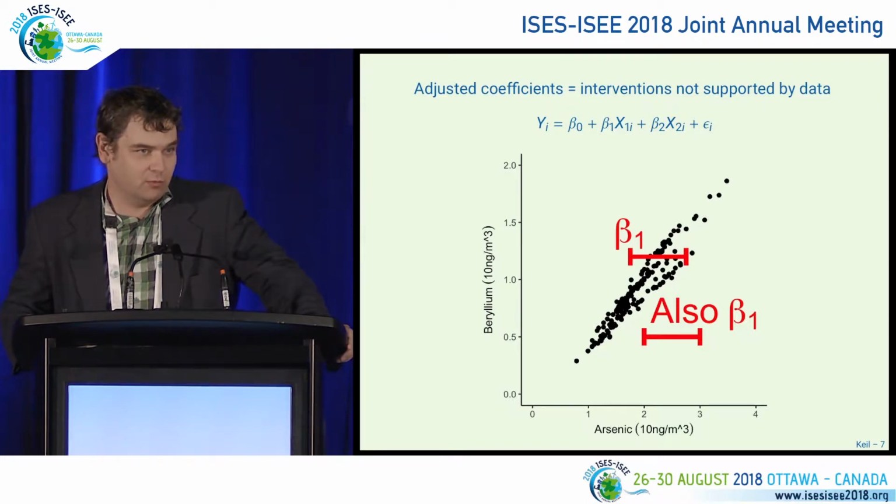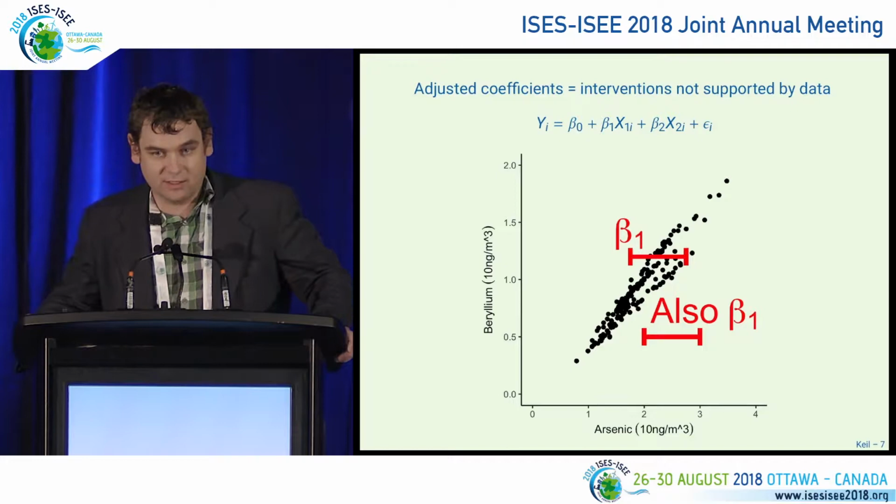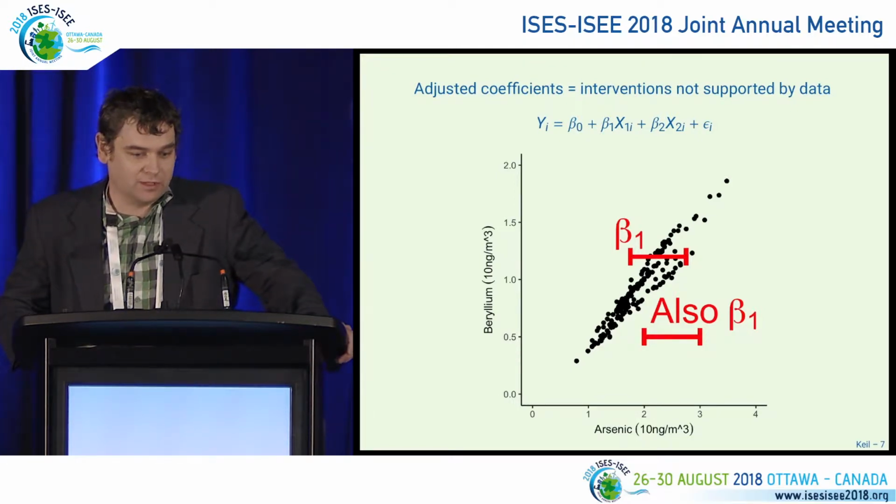The problem is, this is also beta 1. So now we're in a region that's completely unsupported by data, but because we're using a model to smooth over the data, we're making inference in a lot of areas where we don't actually have any information. And this is part of the problem with mixtures, that we end up with things that are so highly correlated that the models we fit just are not identified.